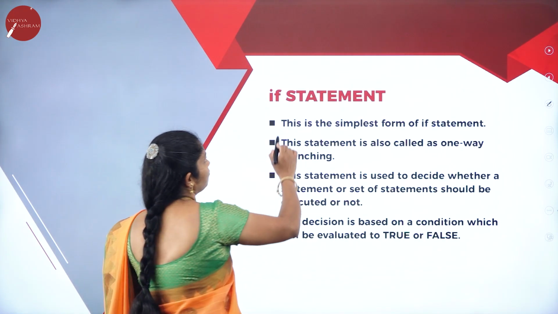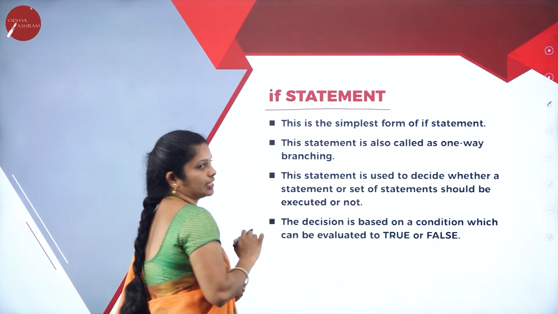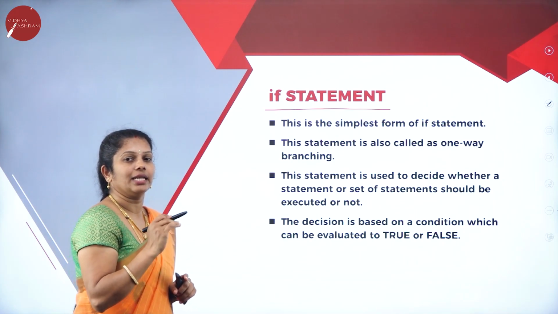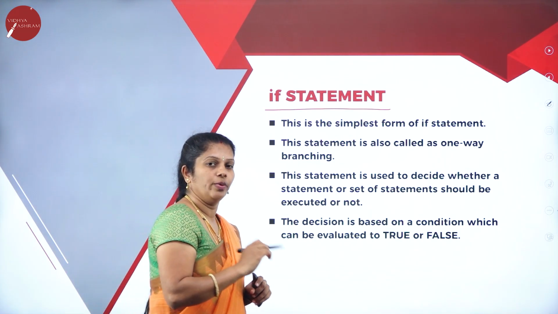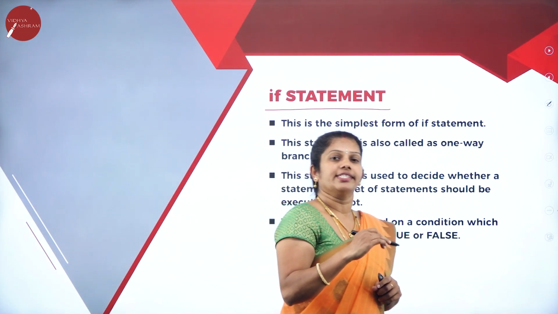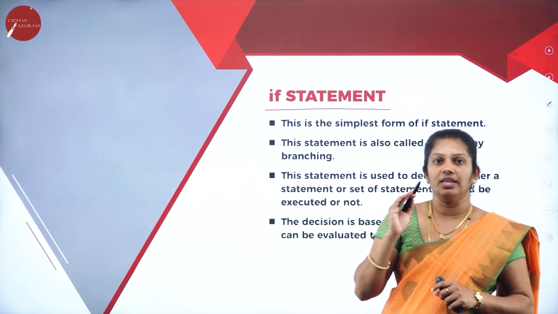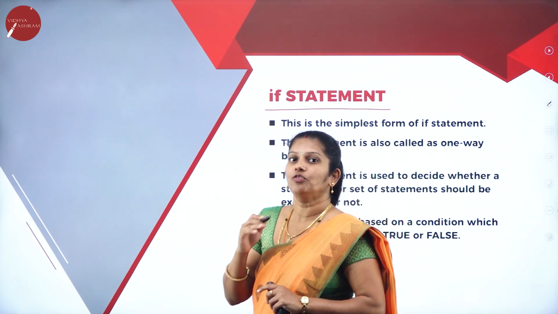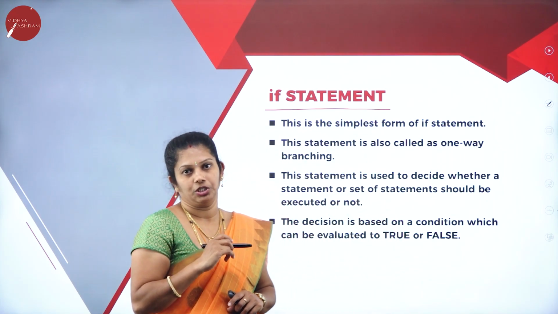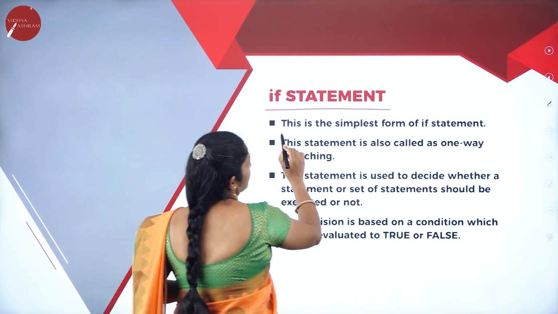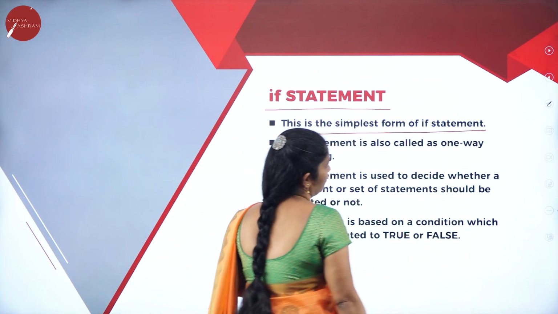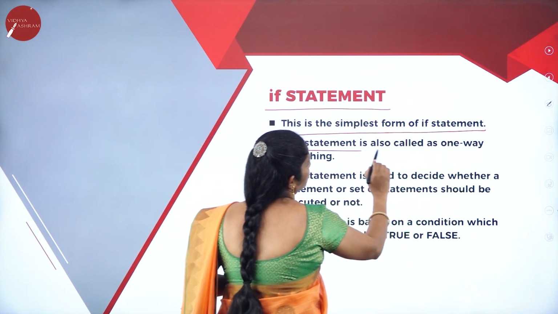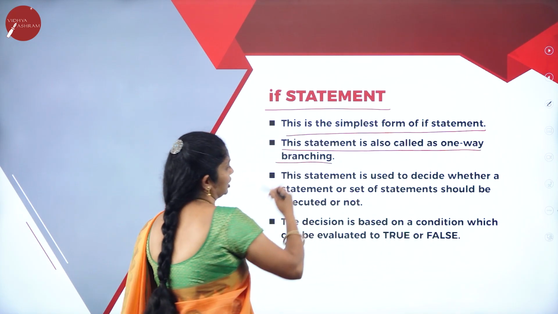Now, first we'll discuss the if statement. What exactly will this if statement perform? It just executes the statement if the condition is true. If the condition is true, then only it will execute the statement. Otherwise, it will come out of the loop. This is the simplest form of the if statement, also known as one-way branching.